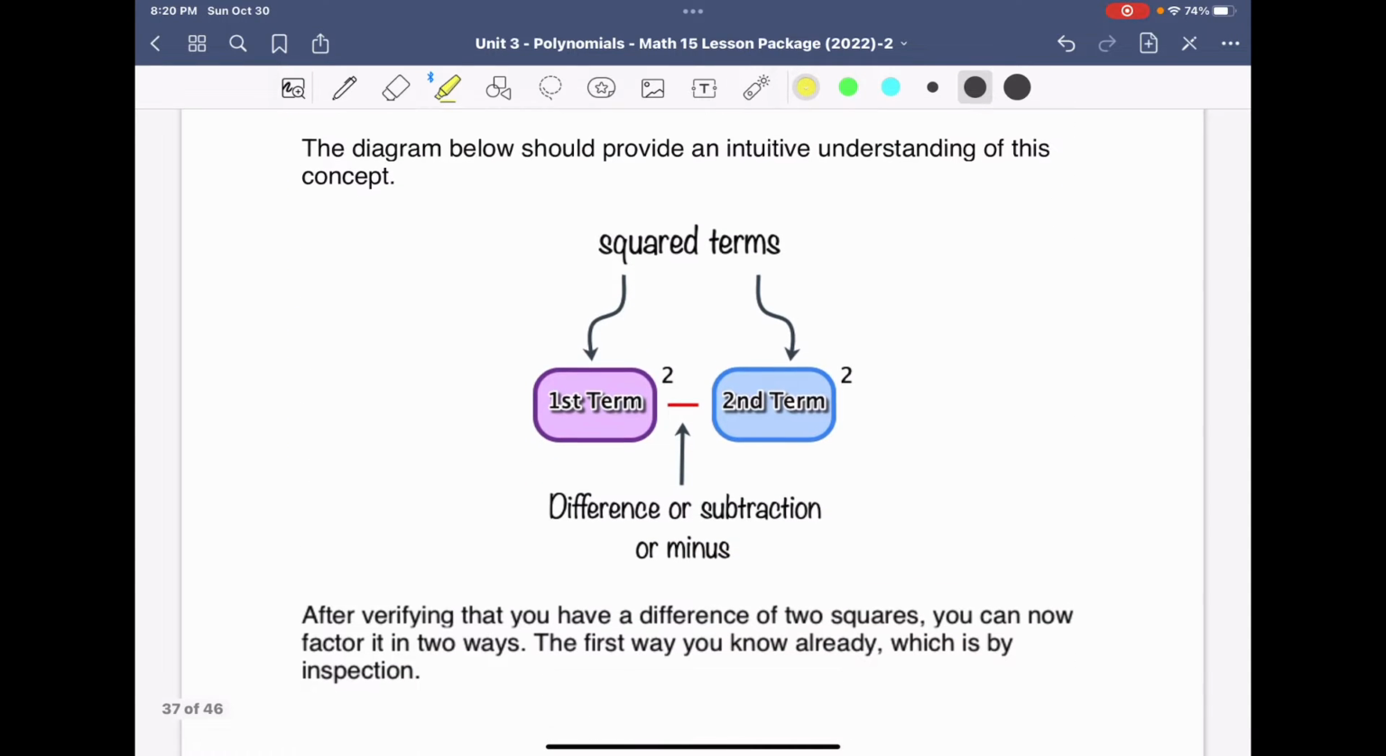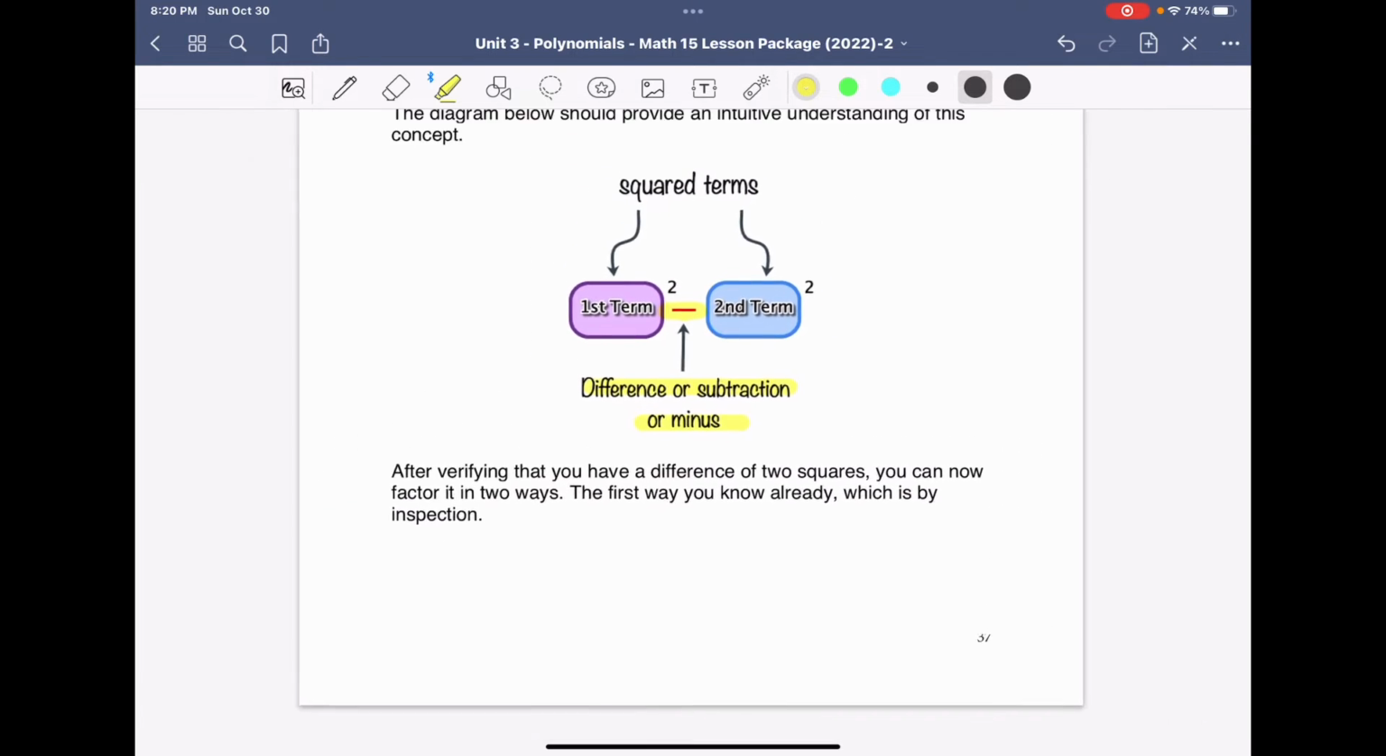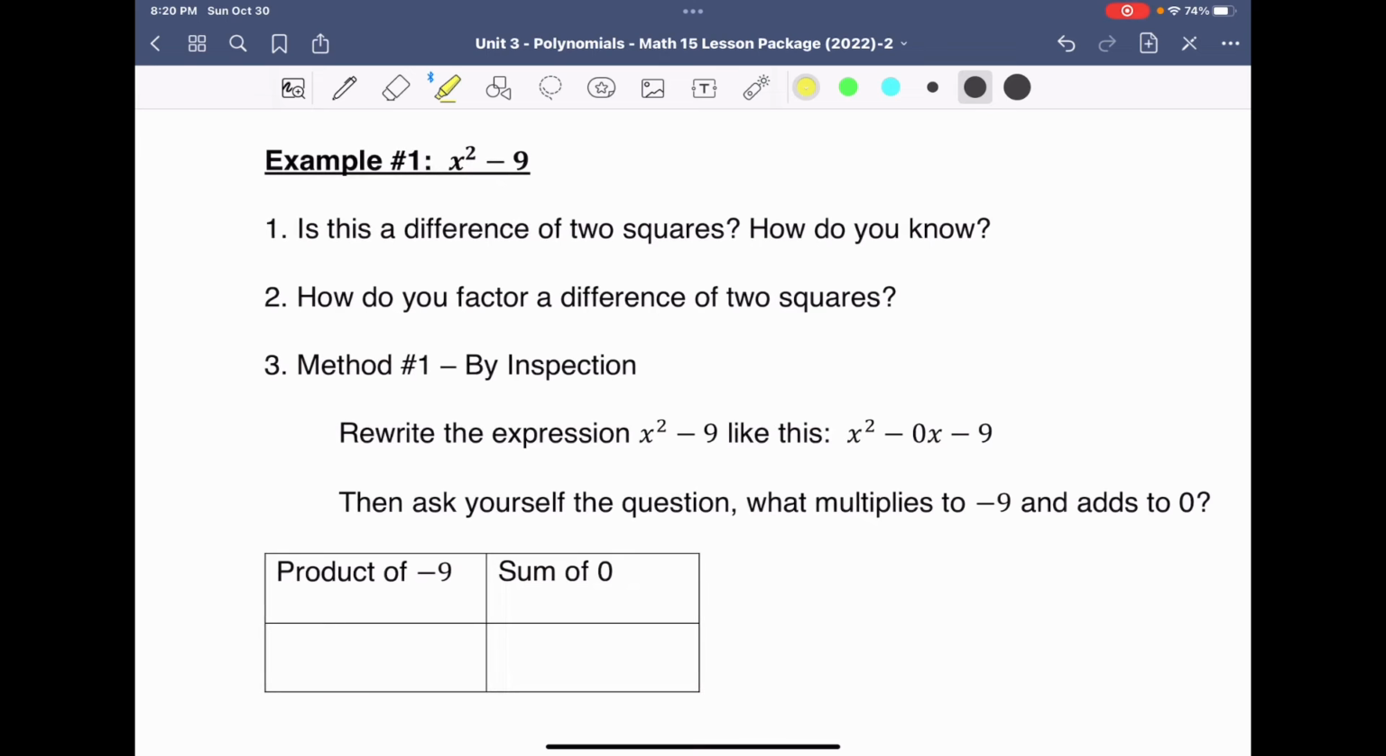So, formally put, we have two squared terms and some subtraction sign between them. We know this is going to be a difference of squares. Now, how can we factor these? Well, let's go to the next page here, and if I look at example 1, we're going to work through this here.